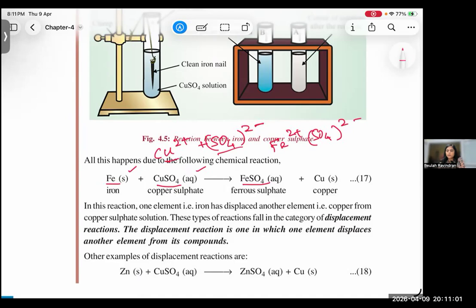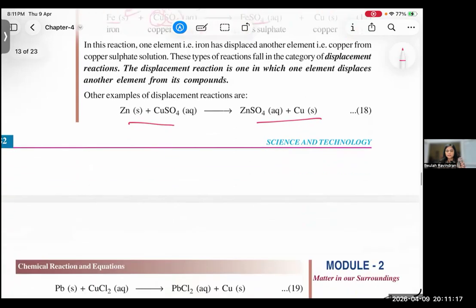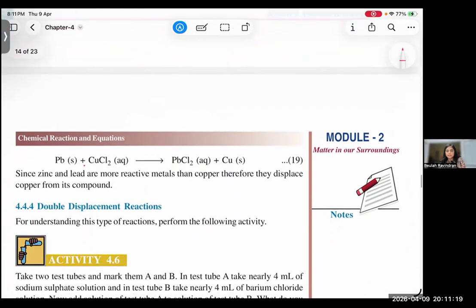Now what is happening? Iron is added to the copper sulfate, and copper is displaced by the iron. Okay, it is displacement, right? Like that, zinc and copper sulfate, this we saw. Like that, this is lead, plumbum, with copper chloride. So lead chloride and copper are produced.